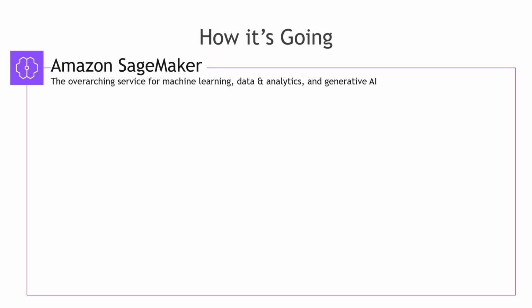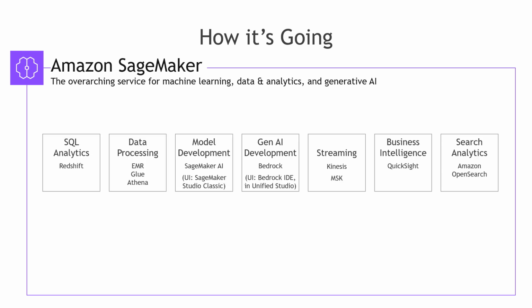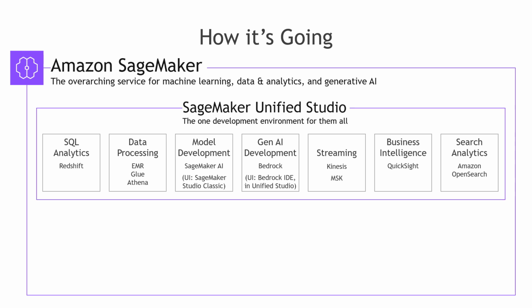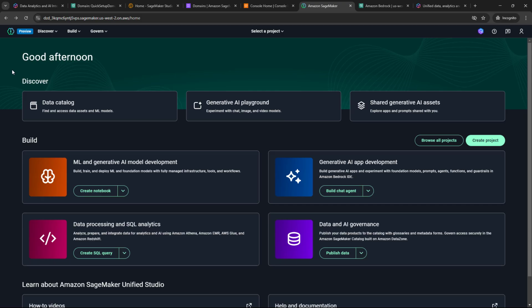So those three main pillars that we saw on the last slide, ML, data and analytics, and Gen AI, those have all been rolled under the SageMaker umbrella now, with a more detailed breakdown here. I think, at least for me, the most confusing thing was the change of SageMaker to SageMaker AI. I kind of thought that SageMaker AI was the umbrella service now, where it's actually just a subset of SageMaker. It's the ML piece for model development. But the single development environment for all of this now is SageMaker Unified Studio, which you'll see here.